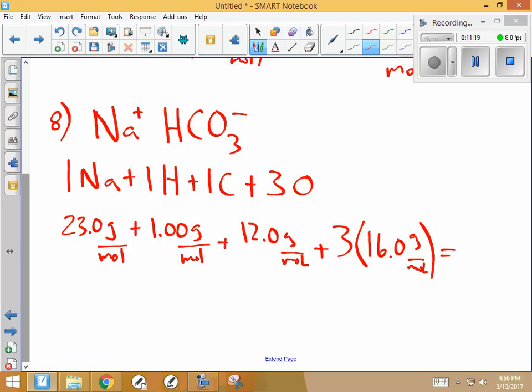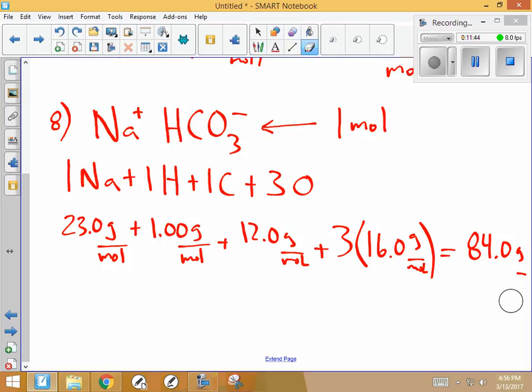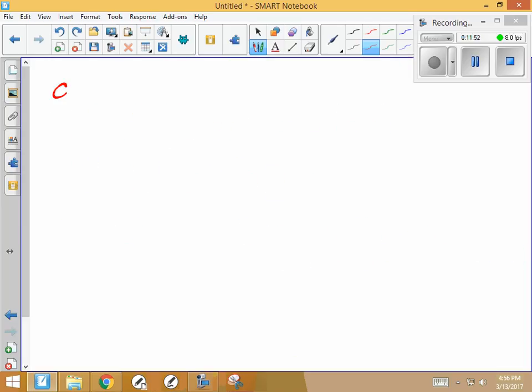So, let's say that again, 36 plus 48 is 84.0 grams per mole. Actually, since they told us we had 1 mole of this, our units would be 84.0 grams. And that's number 8. Moving on along, that will be number 9. Sorry, we're doing 12 through 15 now.